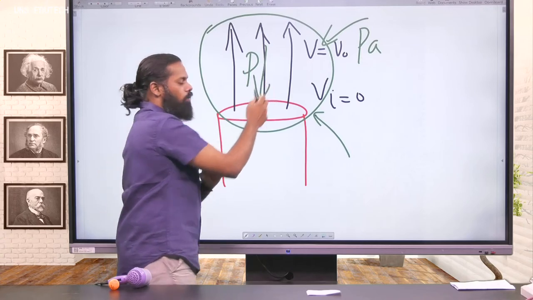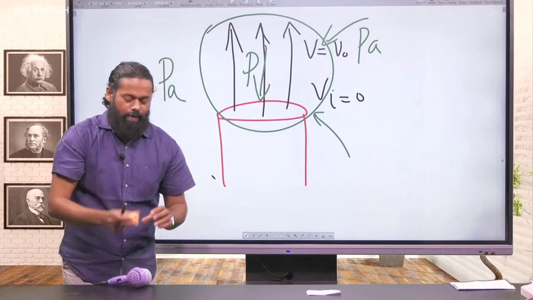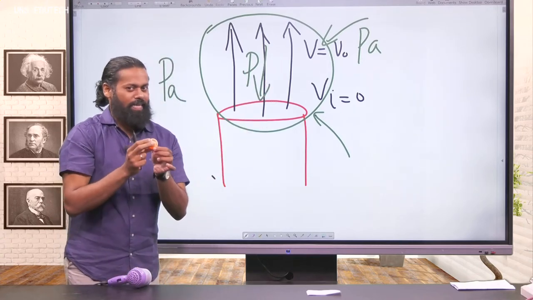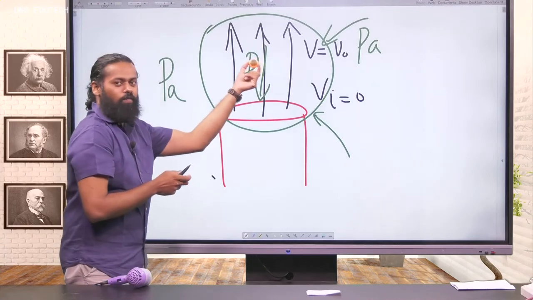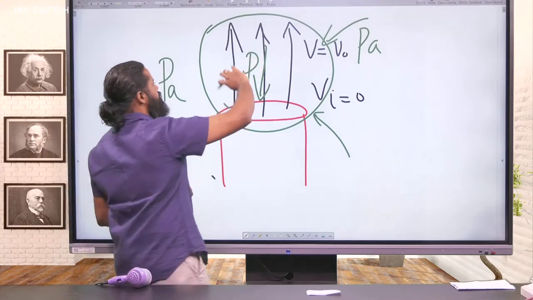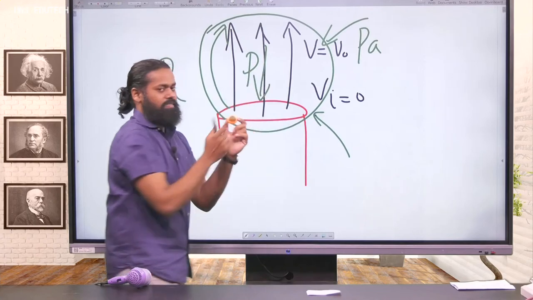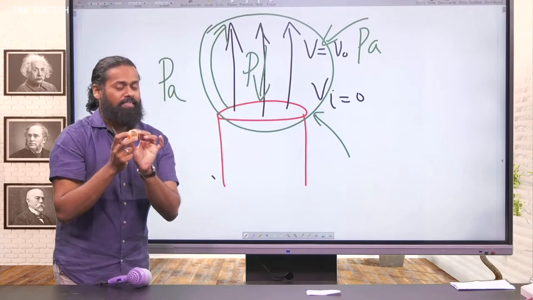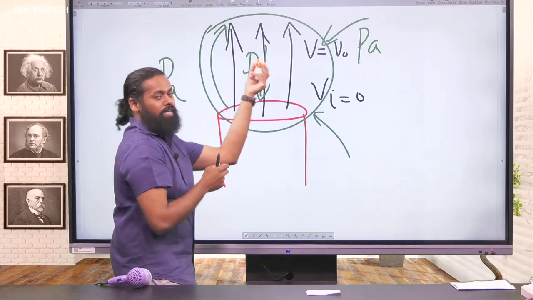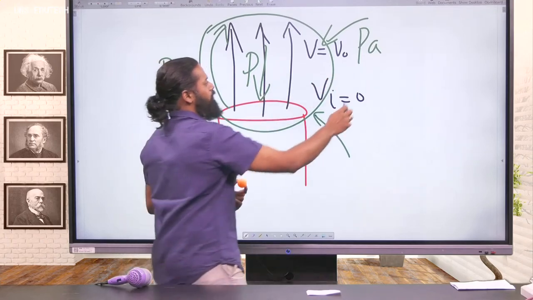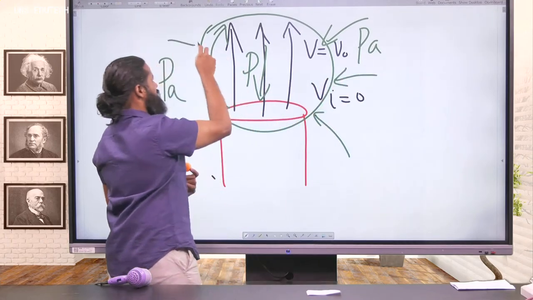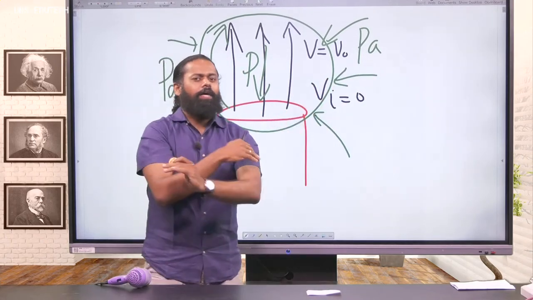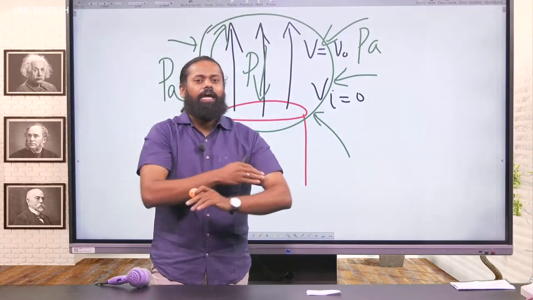The ball will retain that position. The ball will stay there. This ping pong ball will stay there because the fluid is flowing like this, and as a result, a low pressure region is created. And if the ping pong ball tries to go out of this, what happens? The atmospheric pressure applies some force and pushes it back into that stream of jet, and it will stay there.